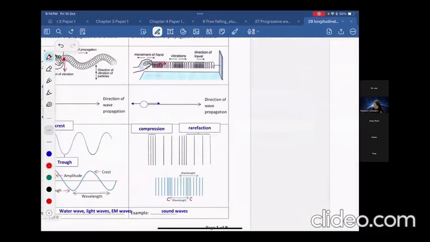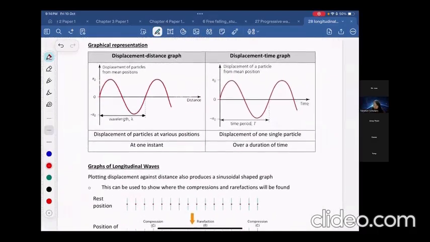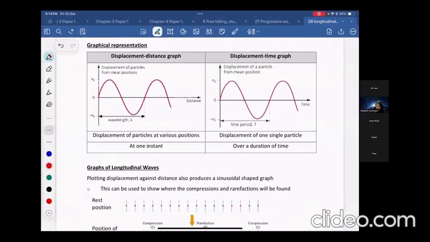We go to your page number 2. What we are going to learn is this. Okay? So we will have 2 graphical representations. One is called the displacement-distance graph. Another one is called the displacement-time graph. Okay, they are different.